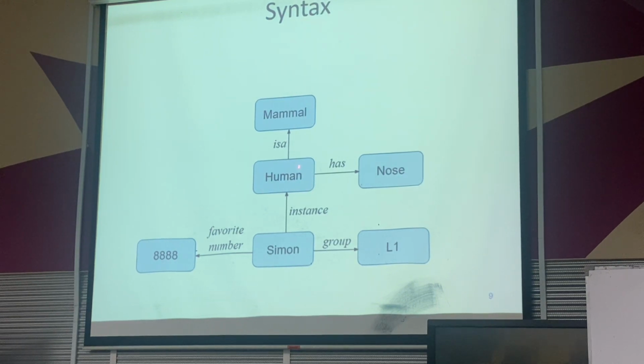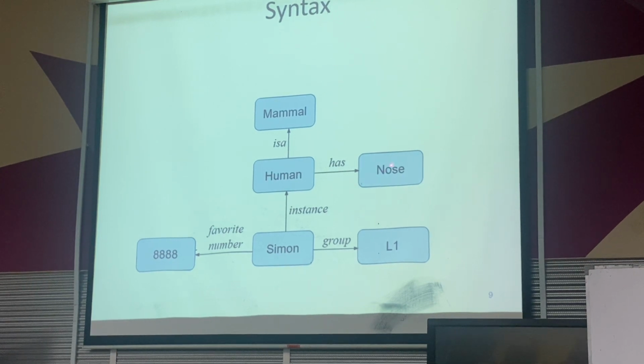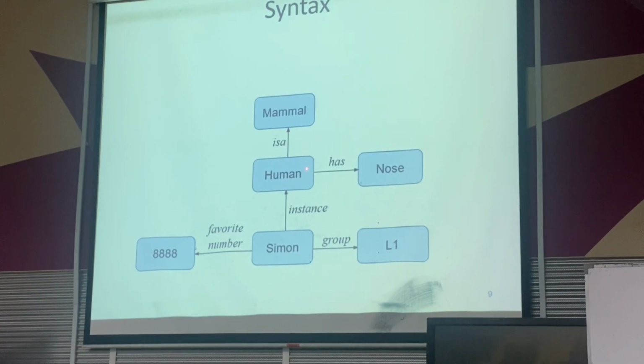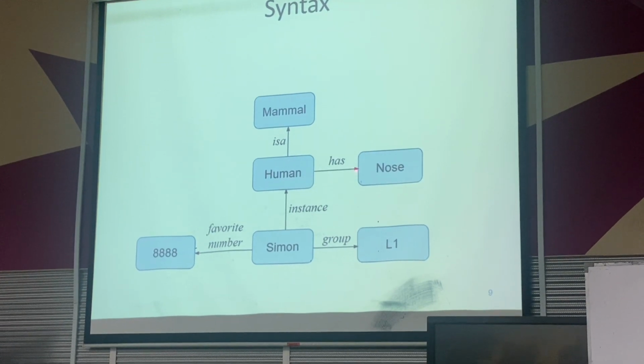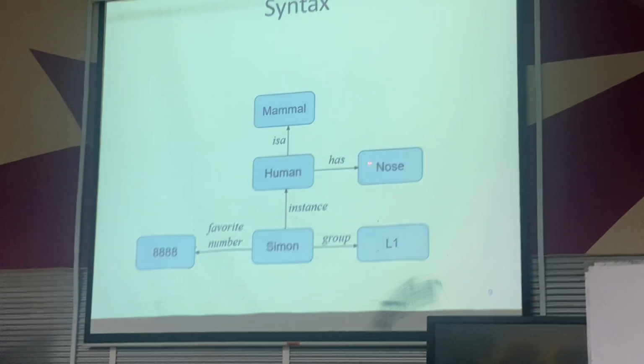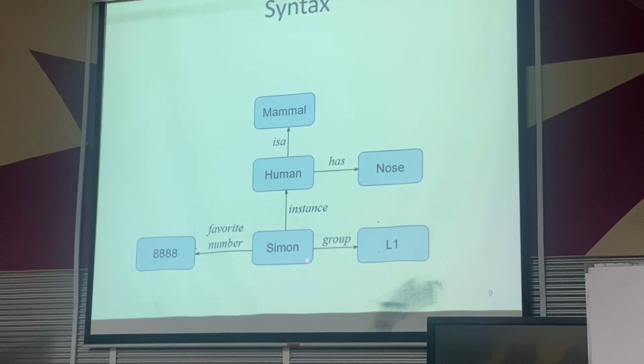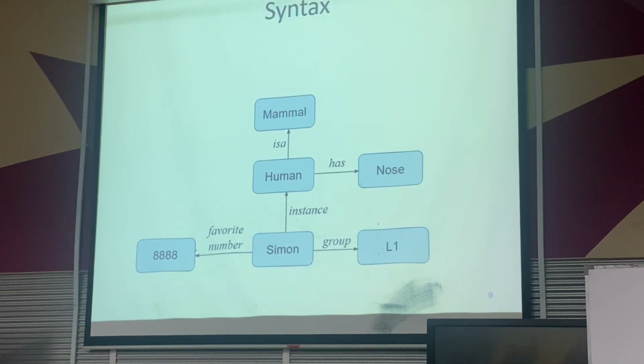Then we show the relationship between human and nose, right? All humans we know have a nose. Then we have a concept here, shown by nodes. Then we have the so-called edge here to show the relationship: human has nose. Then we have another so-called example or instance. Simon is an instance of human. Simon's tutorial group is maybe in L1, and Simon's favorite number is 8.